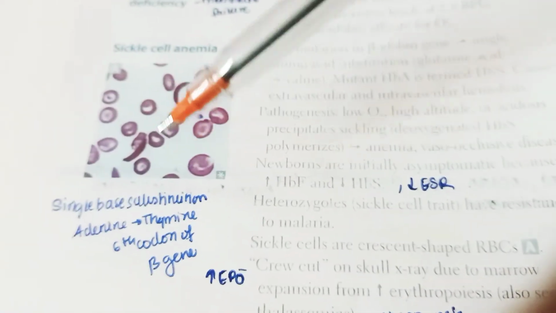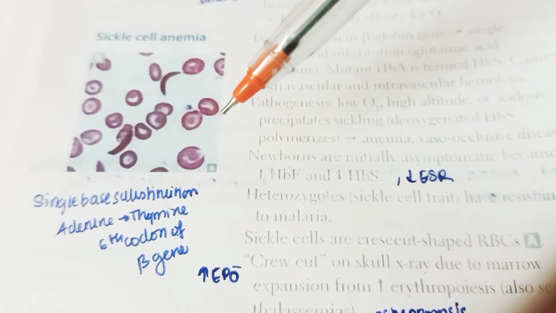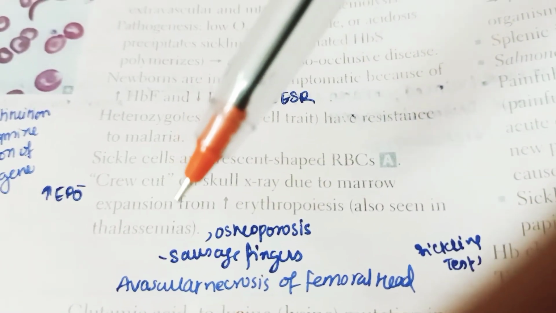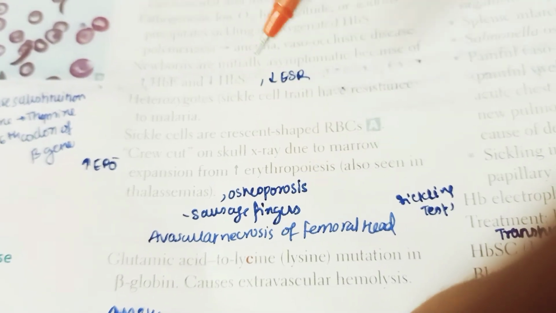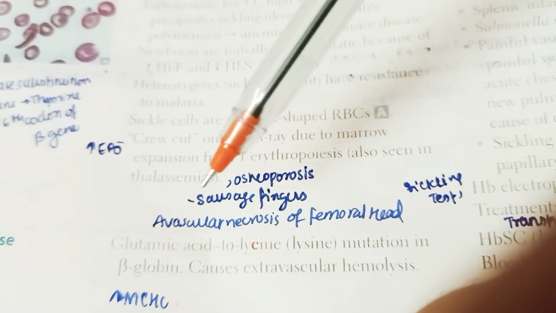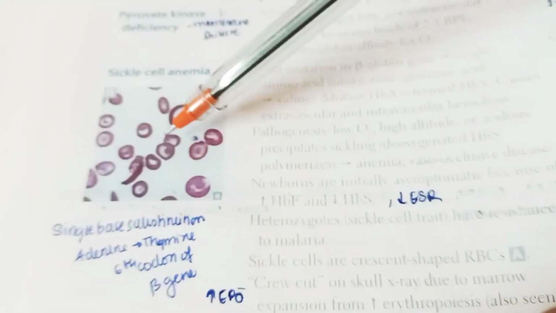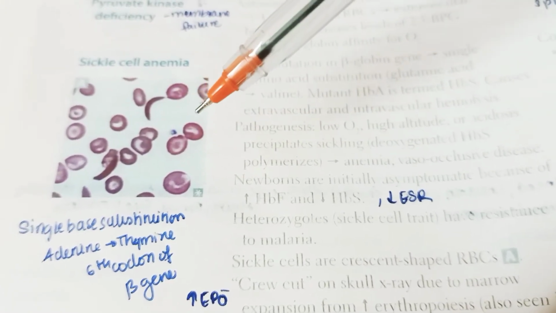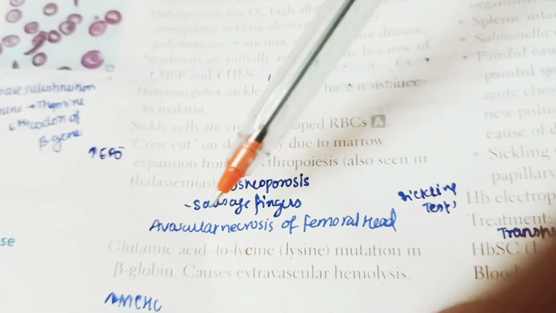Sickle cells are crescent-shaped RBCs, with a crew cut appearance on skull X-ray due to marrow expansion from increased erythropoiesis. Actually, because of the sickle cells, more blood cells are undergoing hemolysis, so our bone marrow tries to compensate with increased erythropoiesis. And this is also seen in thalassemia, the same thing. Okay, here you can see osteoporosis because the bone is getting destroyed more because of more erythropoiesis. And also you can see dactylitis, that is sausage fingers. Why sausage fingers? Because if these sickle cells get destroyed near the finger's blood supply, there they will cause inflammation, and that will lead to sausage fingers.